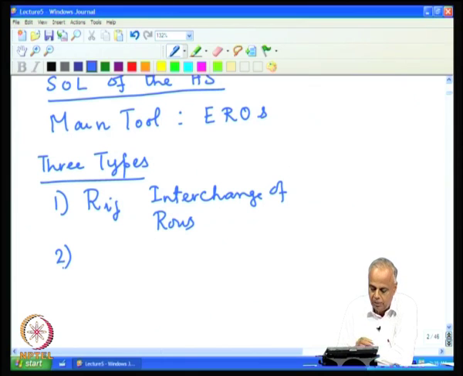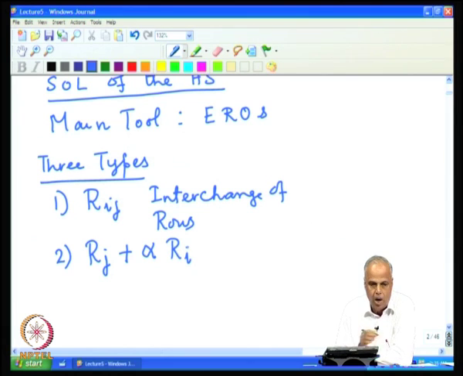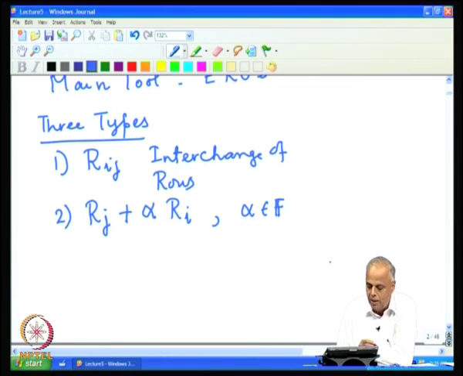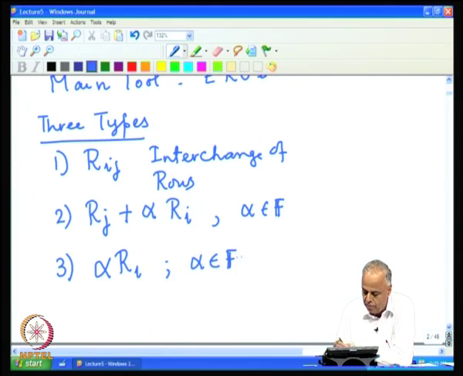The second row operation we did was, to a row j, let us say Rj, the jth row, we add a multiple of another row Ri, where alpha is of course from F. So, to some row you add a multiple of another row. This is the second type of ERO we introduced. The third type of ERO we introduced was, take any row Ri and multiply it by a non-zero number belonging to F. So, these were the three types of elementary row operations that we introduced.